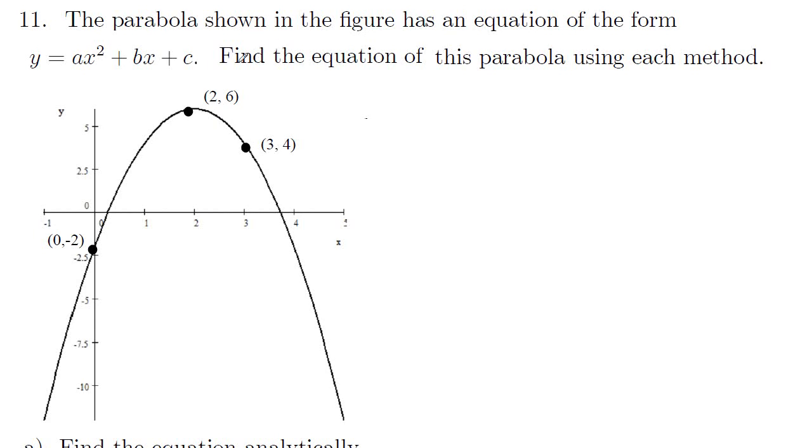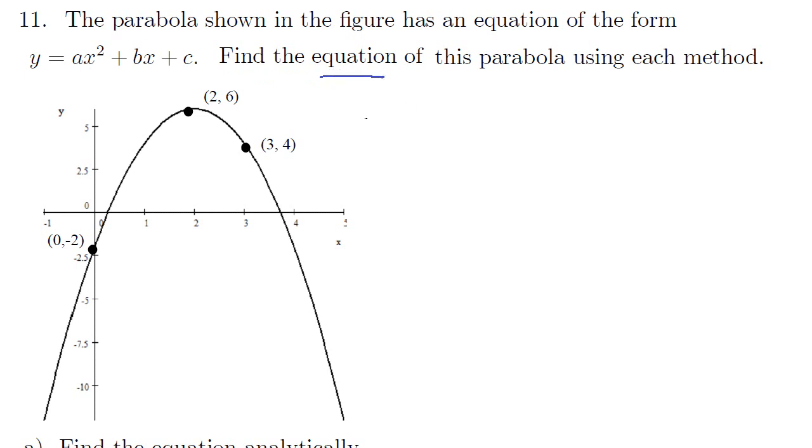So in problem 11 here, we're given this parabola that goes through the points (0, -2), (2, 6), and (3, 4), where (2, 6) is the vertex. And parabolas have the form ax squared plus bx plus c. We want to find the equation of that parabola.